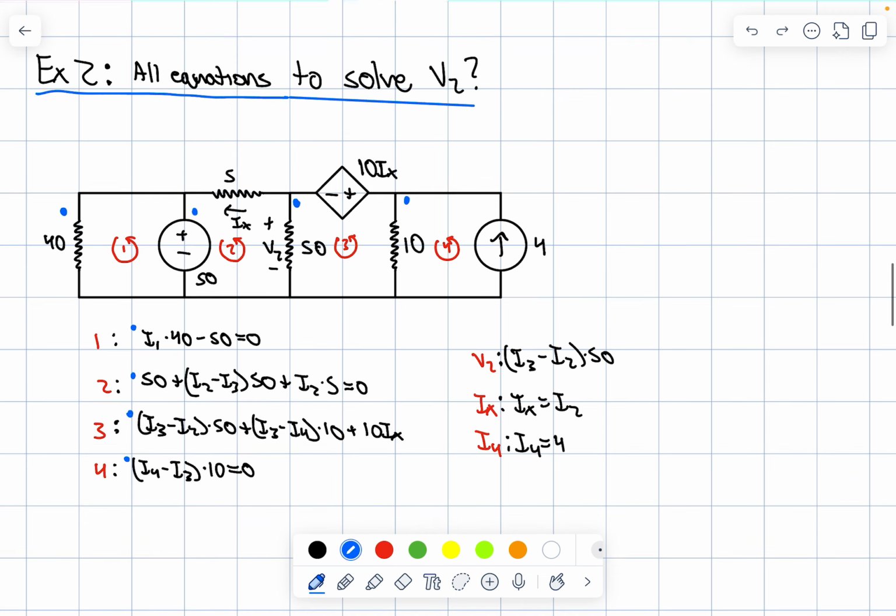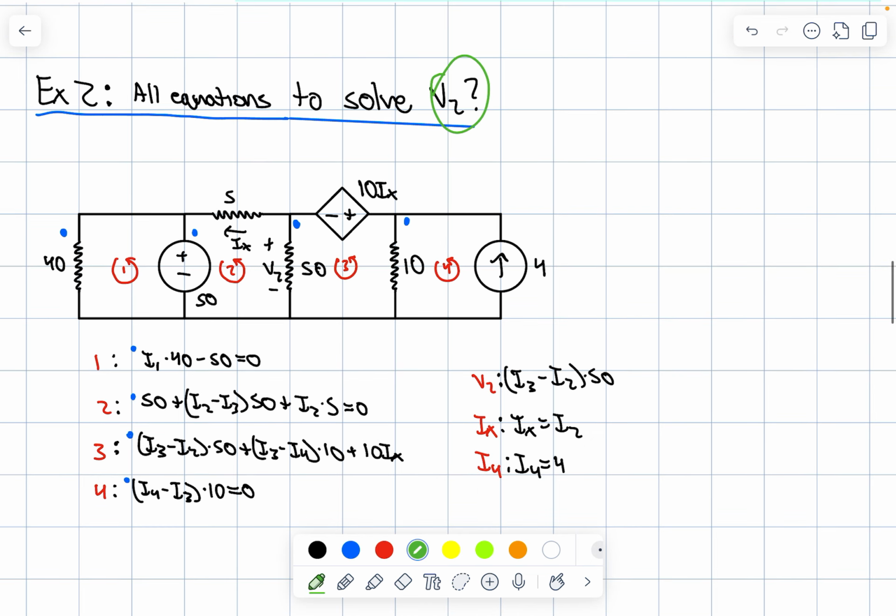And I'm going to go through a second example where you just need to find the equations to find V2 now. Okay, so V2 in this problem is right here. So the first thing I'm going to do is, over here on the right, I wrote my V2 equation. And my V2 equation is I got I2 flow in the right direction, I3 flow in the wrong direction.